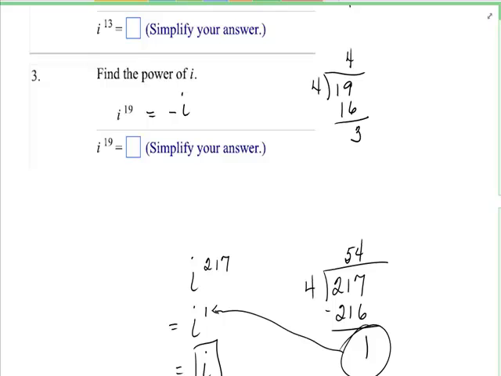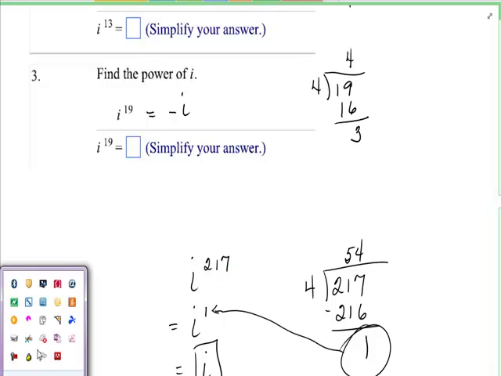So you can count if you want to, but you wouldn't want to count if it's 217. Do your powers of i. Then I recommend that you look at the review over Mod 9 Unit 1 to prepare for your test.